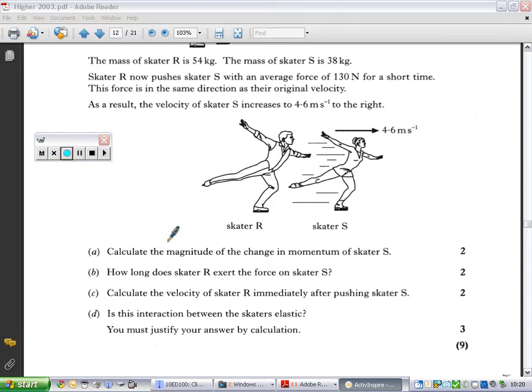Is this interaction between the skaters elastic? You must justify your answer by calculation. So it's 3 marks: you get 1 mark for saying whether it is elastic or not, and then 2 marks for working it out.